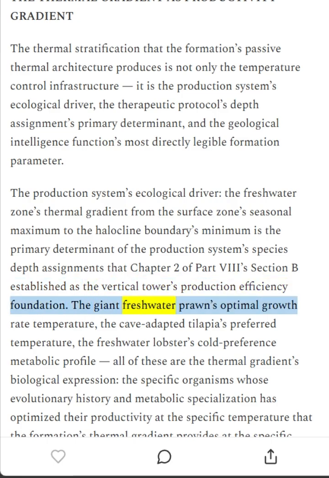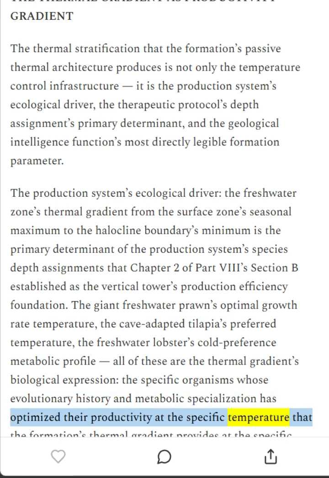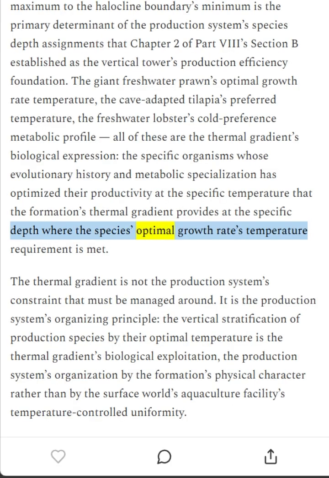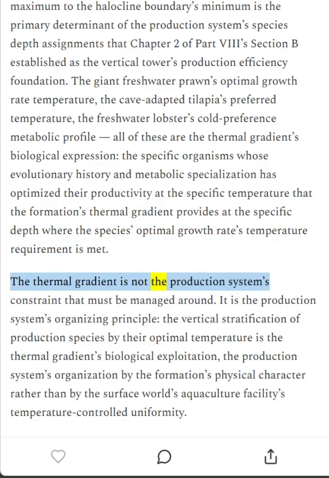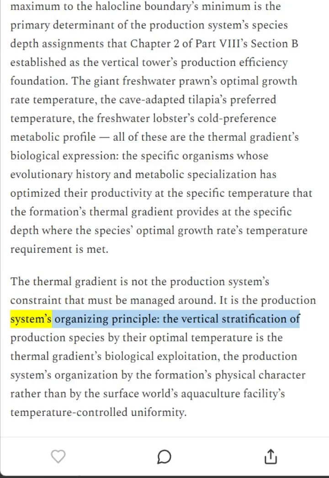The giant freshwater prawn's optimal growth rate temperature, the cave-adapted tilapia's preferred temperature, the freshwater lobster's cold preference metabolic profile. All of these are the thermal gradient's biological expression. The specific organisms whose evolutionary history and metabolic specialization has optimized their productivity at the specific temperature that the formation's thermal gradient provides at the specific depth where the species' optimal growth rate's temperature requirement is met. The thermal gradient is not the production system's constraint that must be managed around. It is the production system's organizing principle.